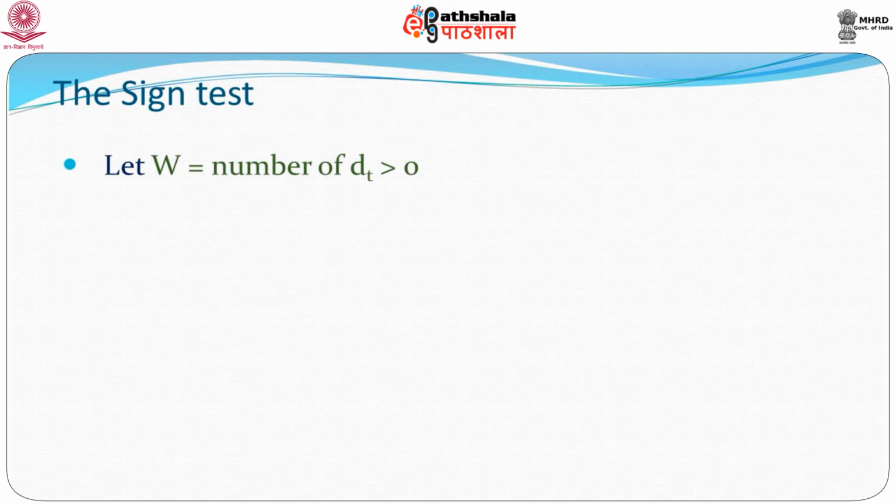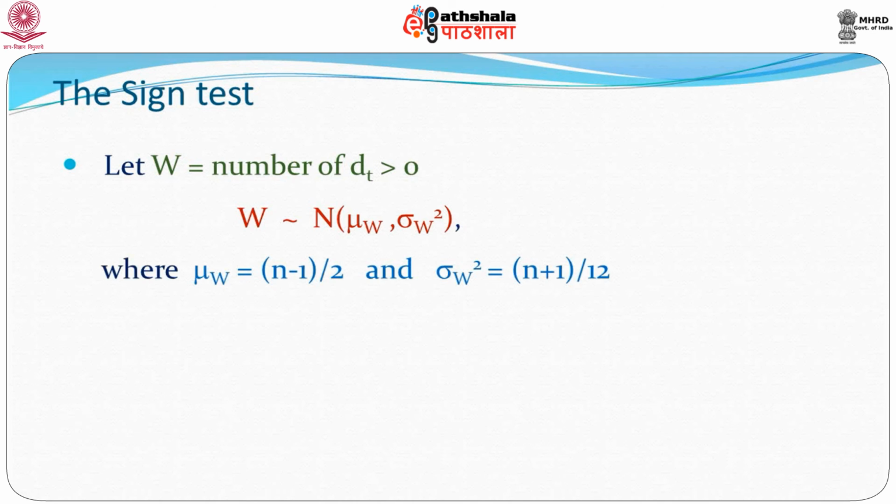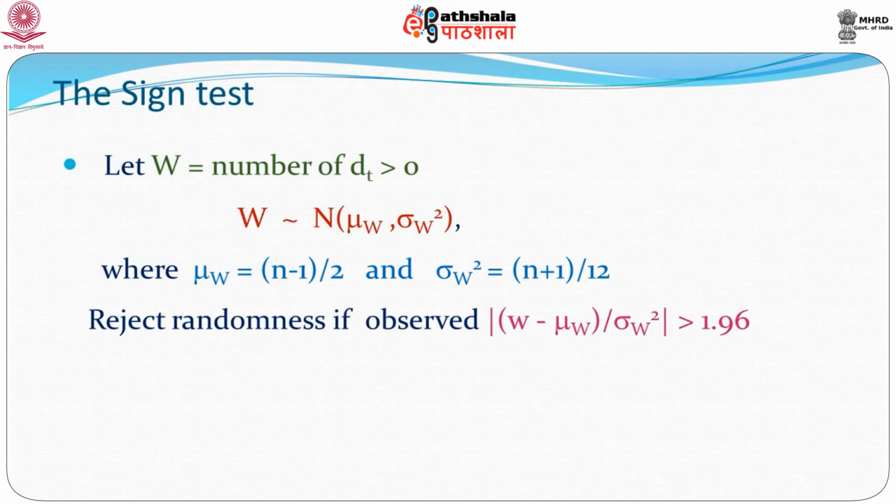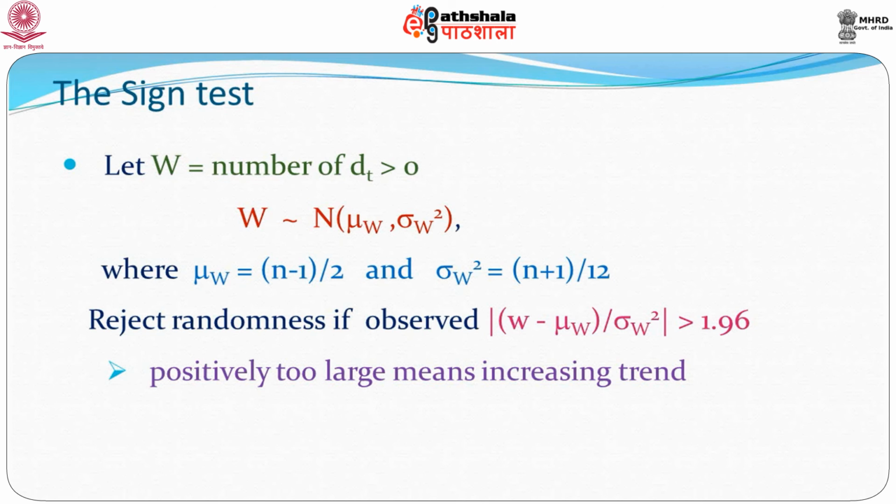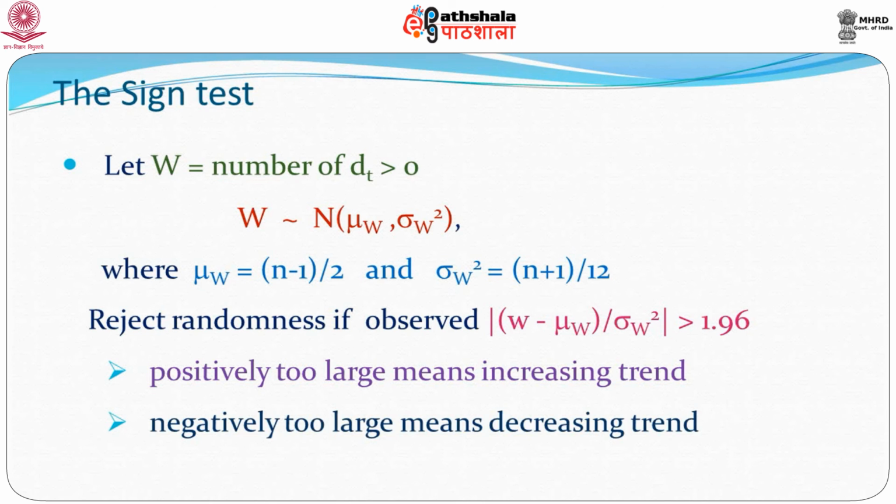Another test is the sign test, where let w be the number of dt's which are positive. This is the sign of the difference, and we can show that w is again normal with mean n minus 1 by 2 and variance n plus 1 by 12. And again, if w minus mu w by sigma w is absolutely greater than 1.96, we will say that we do not have randomness. Positively too large means increasing trend, negatively too large means decreasing trend.